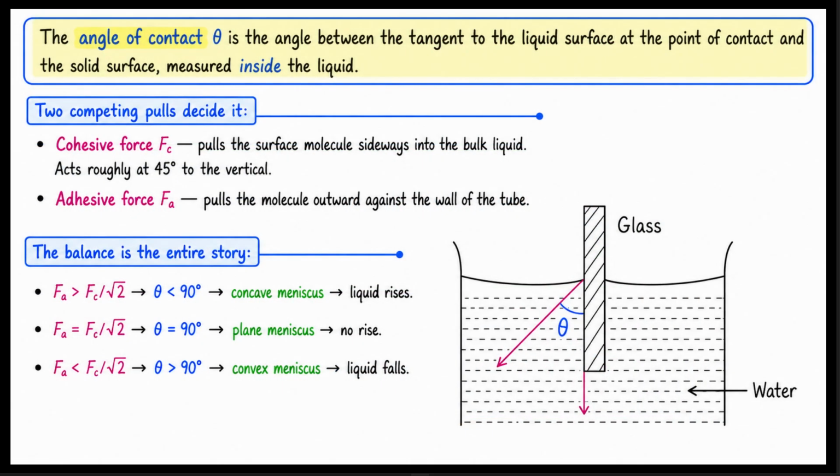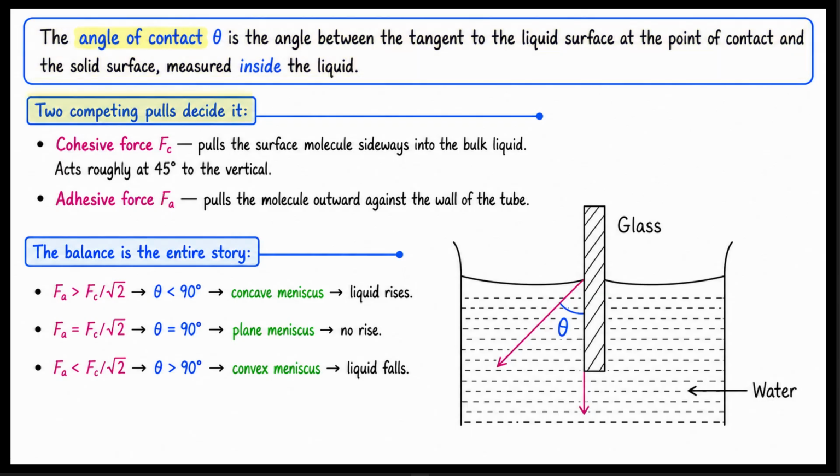In the last deck, we saw that liquids want to minimize their surface area. Now, let's look at what happens when a liquid meets a solid wall. The angle of contact, theta, is the angle between the tangent to the liquid surface at the point of contact and the solid surface, measured inside the liquid.